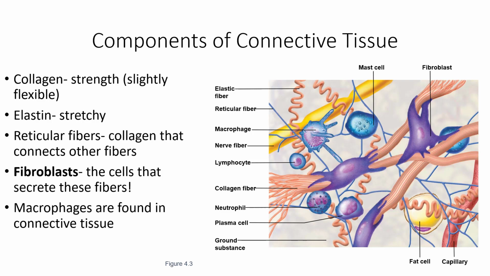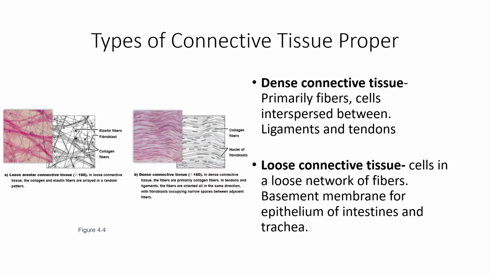And some of these cells will be fibroblasts. And those are the cells that are secreting the fibers. There are also macrophages found in connective tissue. These are parts of your immune system that go around and eat any bacteria that they find in your connective tissue to keep things from, well, invading your body. And this can lead, of course, to inflammation if you do have a bacterial infection.